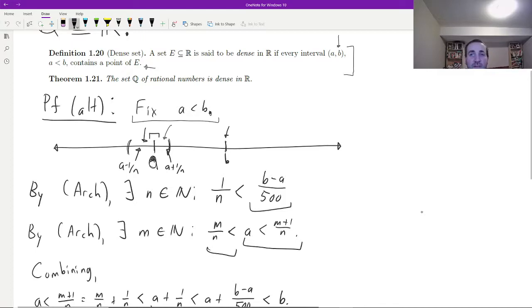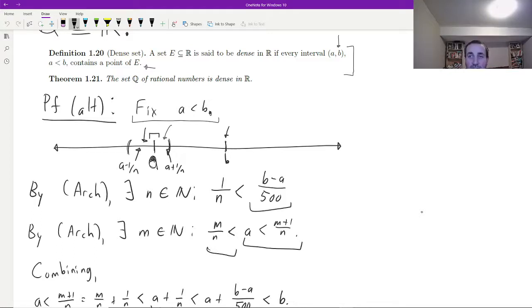So let's turn that into something a little bit more formal. By the Archimedean principle, there exists some natural number n so that 1 over n is tiny compared to b minus a. So I chose some number there, 500. It doesn't really matter what that number is as long as you choose something reasonably large. So there's some integer n so that 1 over n is much smaller than b minus a, in particular less than (b minus a) over 100. Similarly, by another part of the Archimedean principle, there exists some other integer m so that m over n is less than a and a is less than (m plus 1) over n.